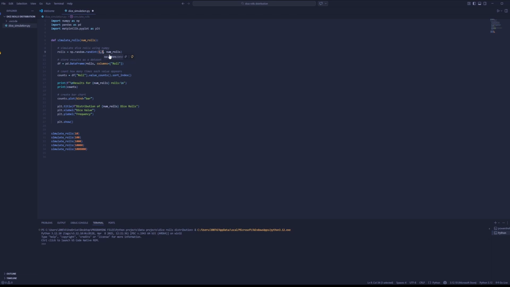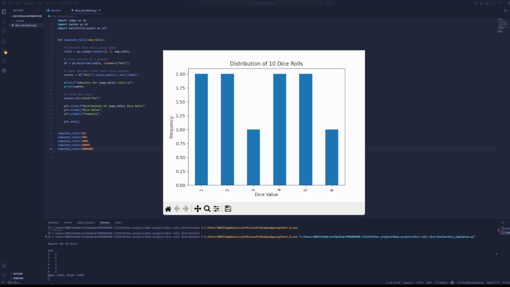of a 6-sided die. So this first chart, as you can see, shows the results from our 10 dice rolls, right? Since the sample size is so small, this distribution is very uneven. Some numbers you can see appear several times. 1 appeared 2 times, 2 appeared 2 times, but then numbers like 3 and 6 only appeared 1 time. And this happens because randomness has a much stronger effect when we only collect a small number of observations.